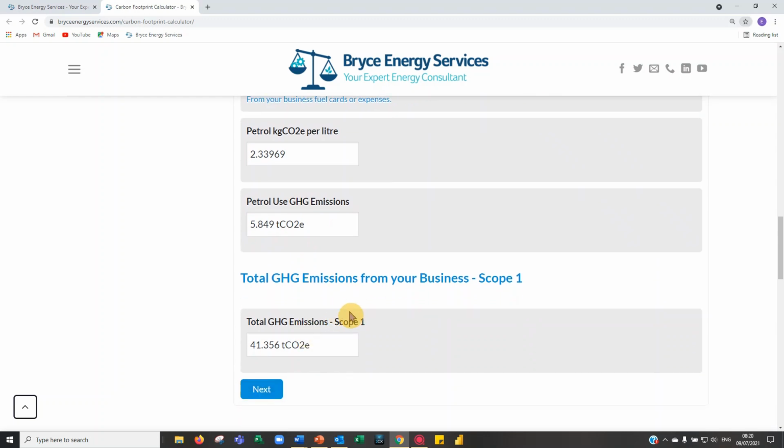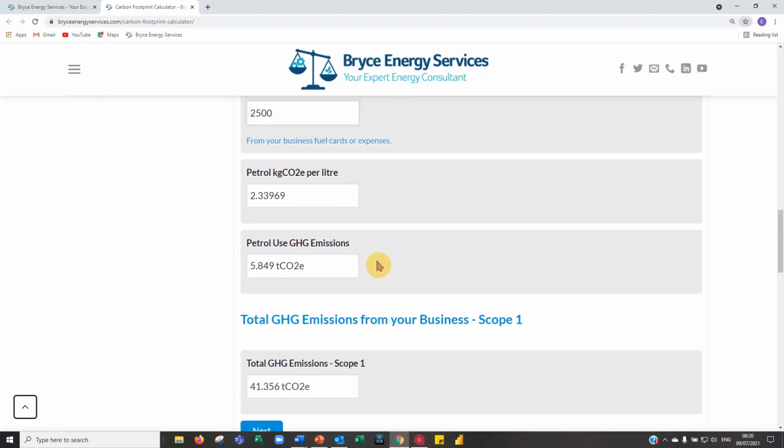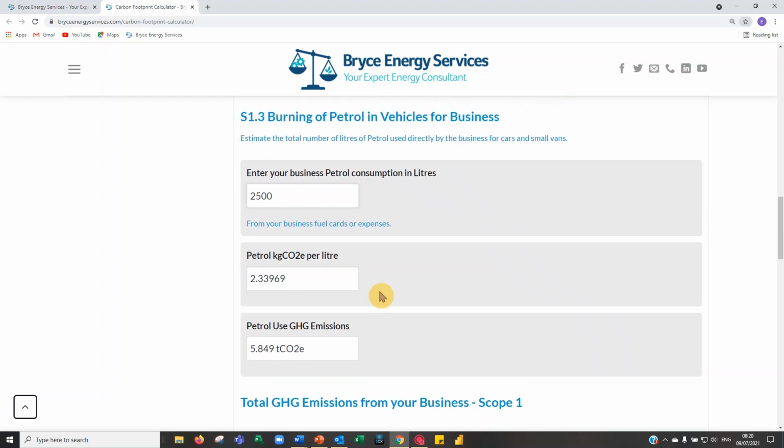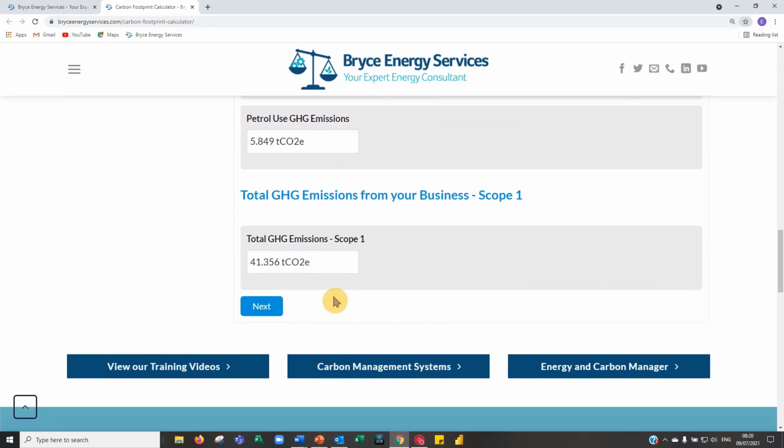So I've only used three factors here. The main factor missing would be potentially F gases, LPG, quite a number of other minor factors, but for most businesses that would cover, I'd say, 80% of your Scope 1. So we get 41 tons.